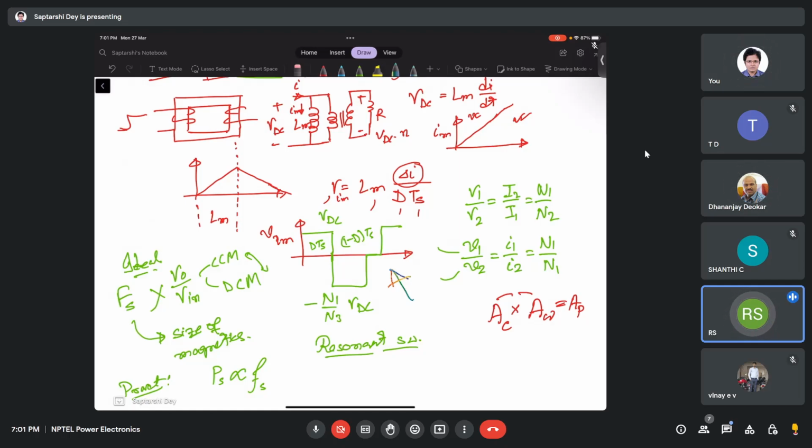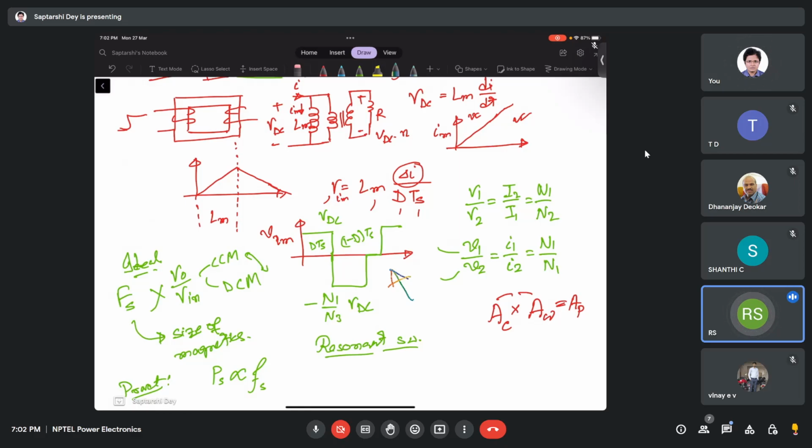So even though we give DC across a magnetizing inductance, we are getting AC. So it will work fine in steady state also, sir. Yes.